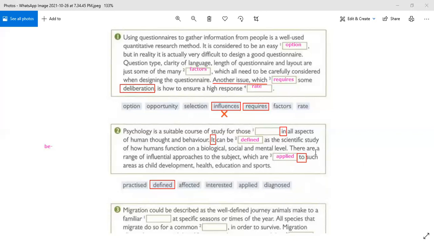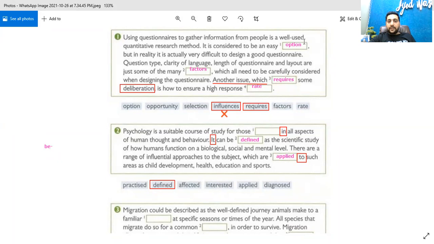Shakil, have you joined the class? Okay.